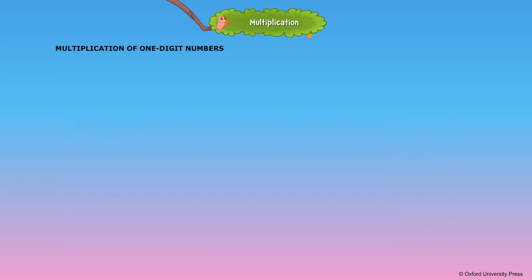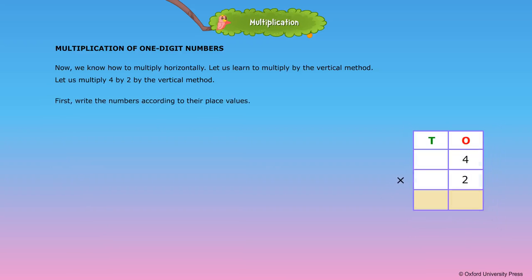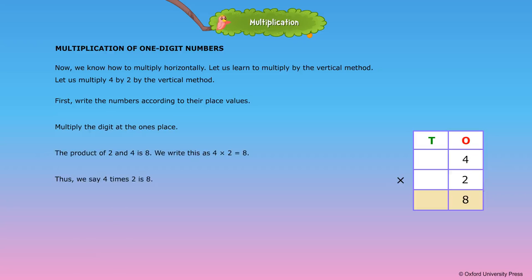Multiplication of one-digit numbers. Now we know how to multiply horizontally. Let us learn to multiply by the vertical method. Let us multiply 4 by 2 by the vertical method. First, write the numbers according to their place values. Multiply the digit at the ones place. The product of 2 and 4 is 8. We write this as 4 into 2 is equal to 8. Thus we say 4 times 2 is 8.